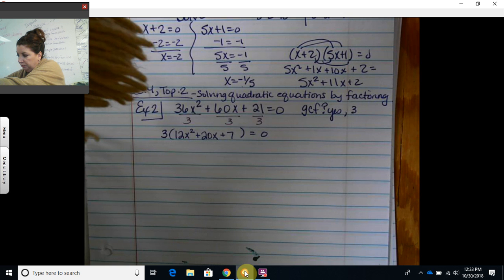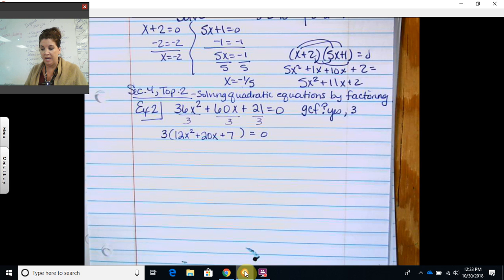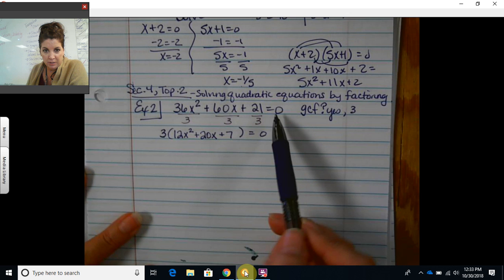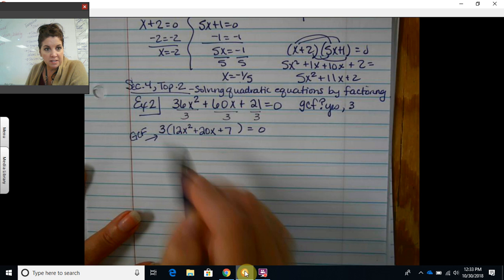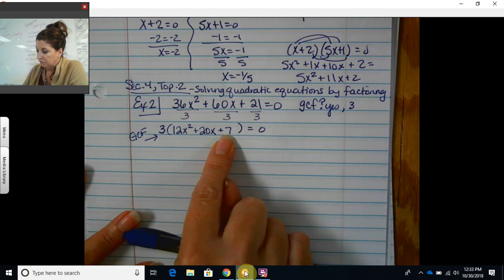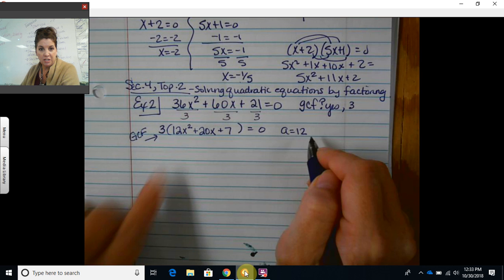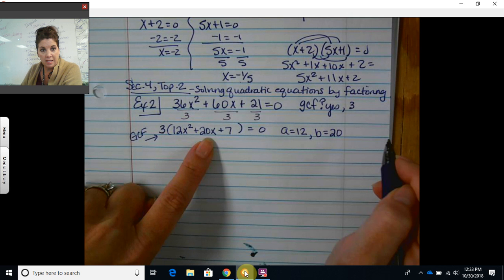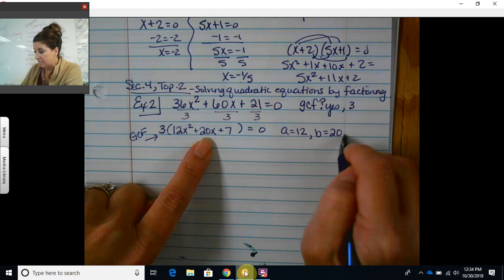So the next thing you want to do is define A, B, and C. Since we have changed the original equation, we're not factoring that anymore because we took out a greatest common factor. Okay? So when we define A, B, and C in this case, A, B, and C come from what's inside the parentheses. So A is 12, because A is the coefficient of your quadratic term. B is 20. B is the coefficient of your linear term. And C is 7. That's your constant.